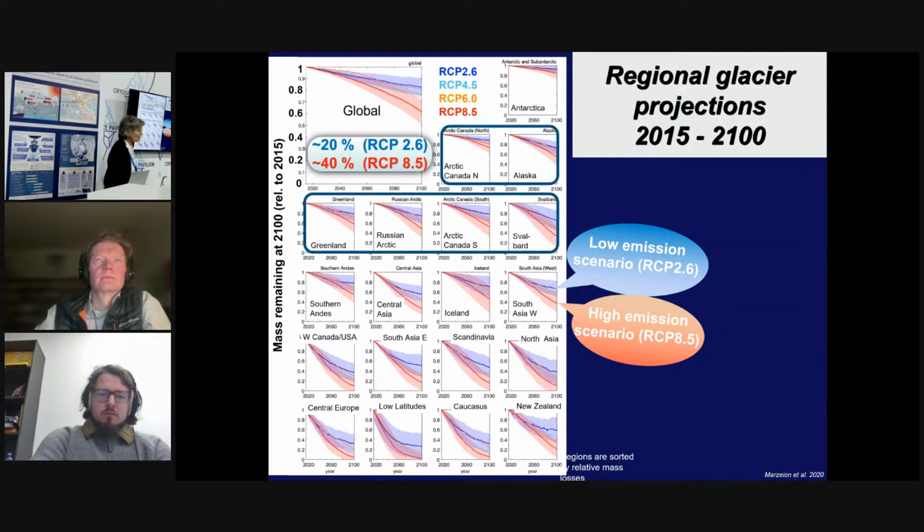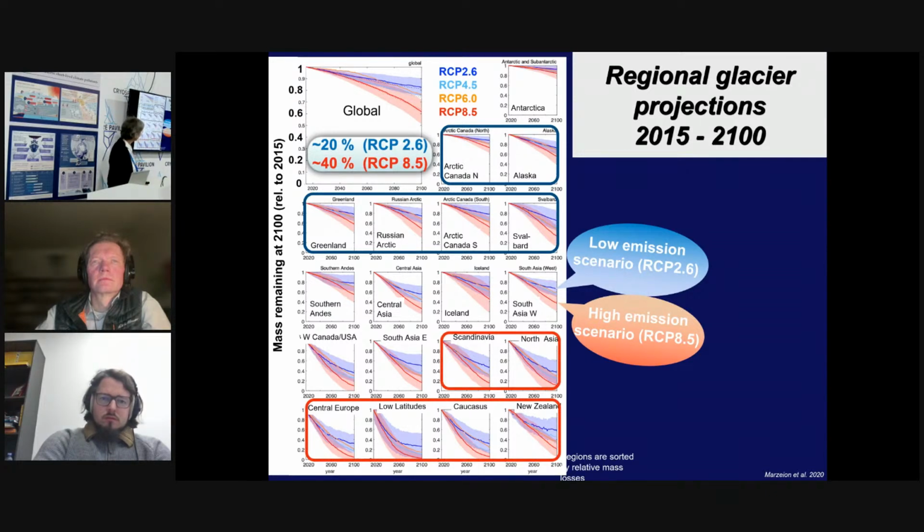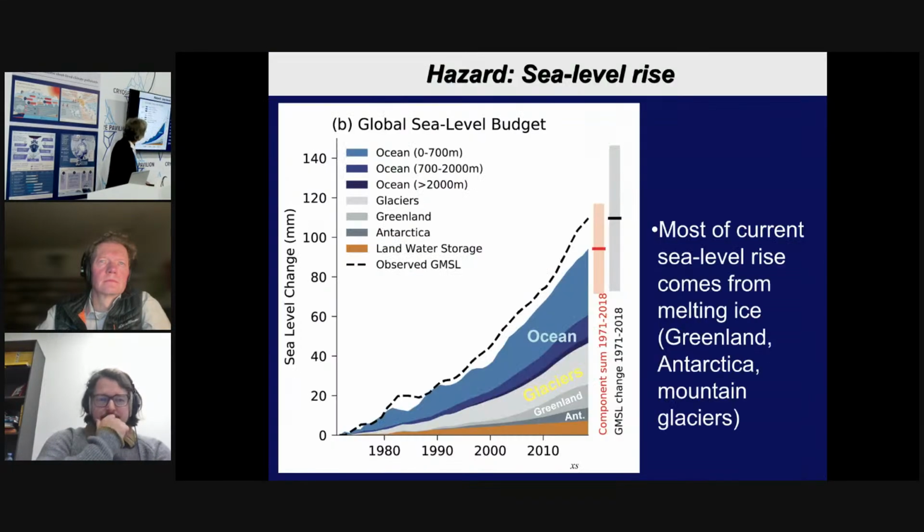In regions where there's a lot of ice, especially in the Arctic, the relative mass changes are maybe 10, 20, 30% by the end of the century. But in regions with relatively little ice, like Scandinavia, the Caucasus, North Asia, low latitude, Central Europe, we project mass losses by the end of the century between 70, 80, 90, and more percent. So almost complete deglaciation by the end of the century in some glacier regions. And this, of course, has consequences for a number of hazards, and I will show a few examples.